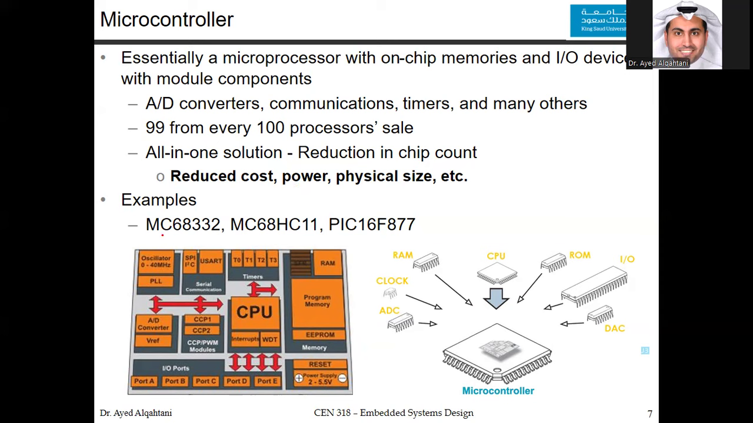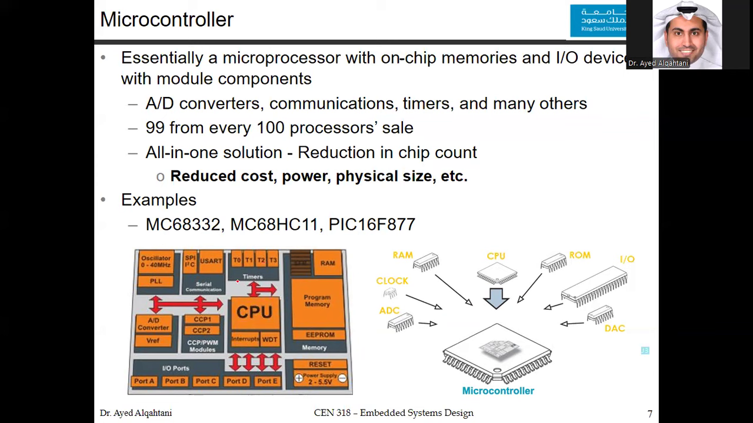Here are some examples. This is from Motorola, and this is from Microchip Company. If this is the first time you have heard about microcontrollers, you might not know any of these, which is expected. But here's the core difference between the microprocessor and the microcontroller. The microprocessor is usually standalone. The microcontroller is a full solution, or an all-in-one solution, as we specified here, that contains the CPU and other modules.